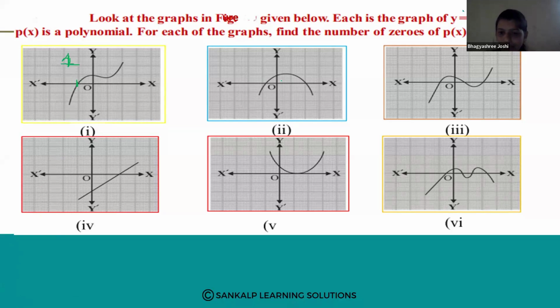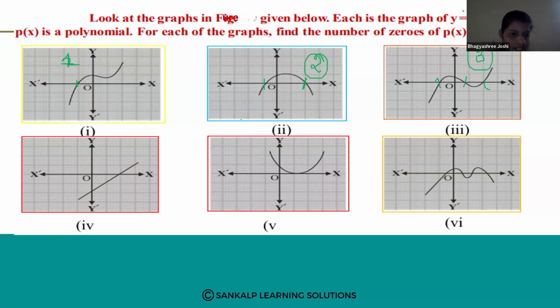In the second case, observe carefully. How many zeros does it have? 1, 2. 2 times it intersects the x-axis. That means it has 2 zeros. Third case, 1, 2, 3. 3 times it intersects the x-axis. Therefore, it has 3 zeros.